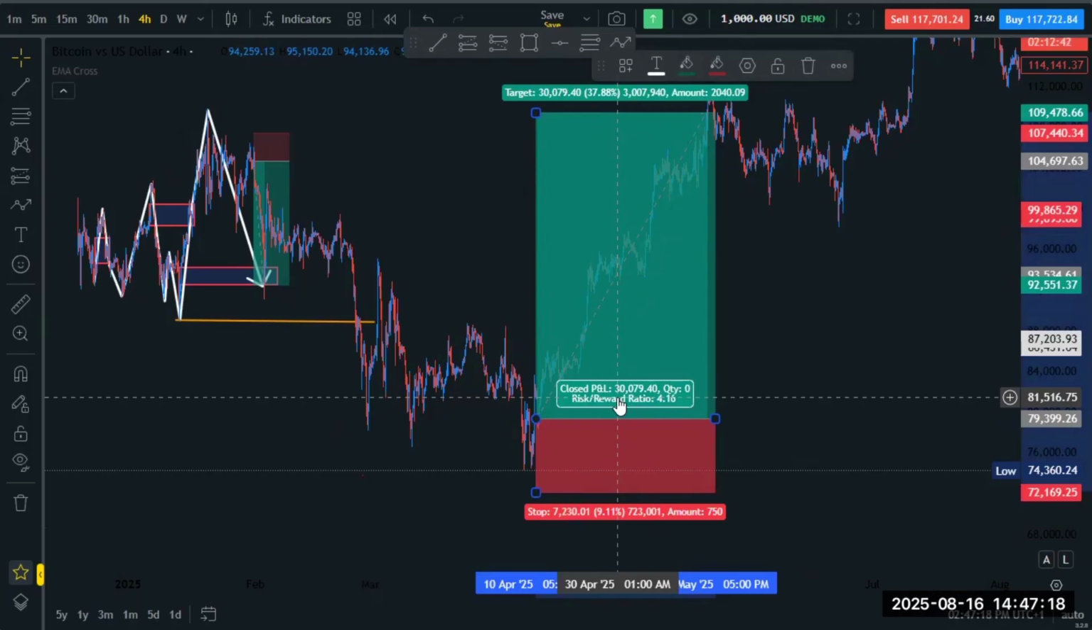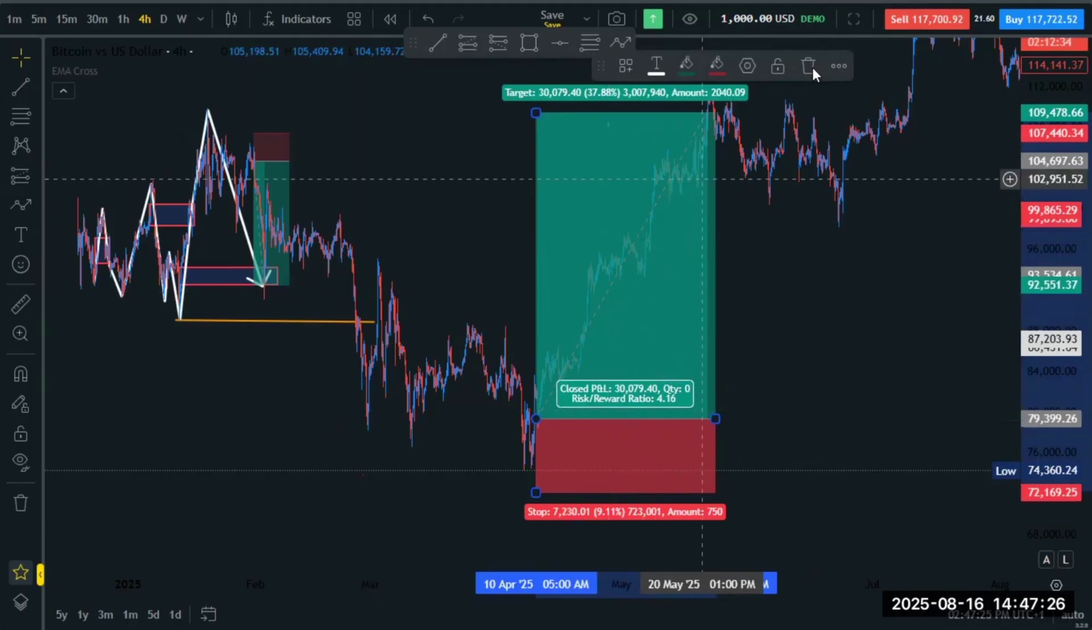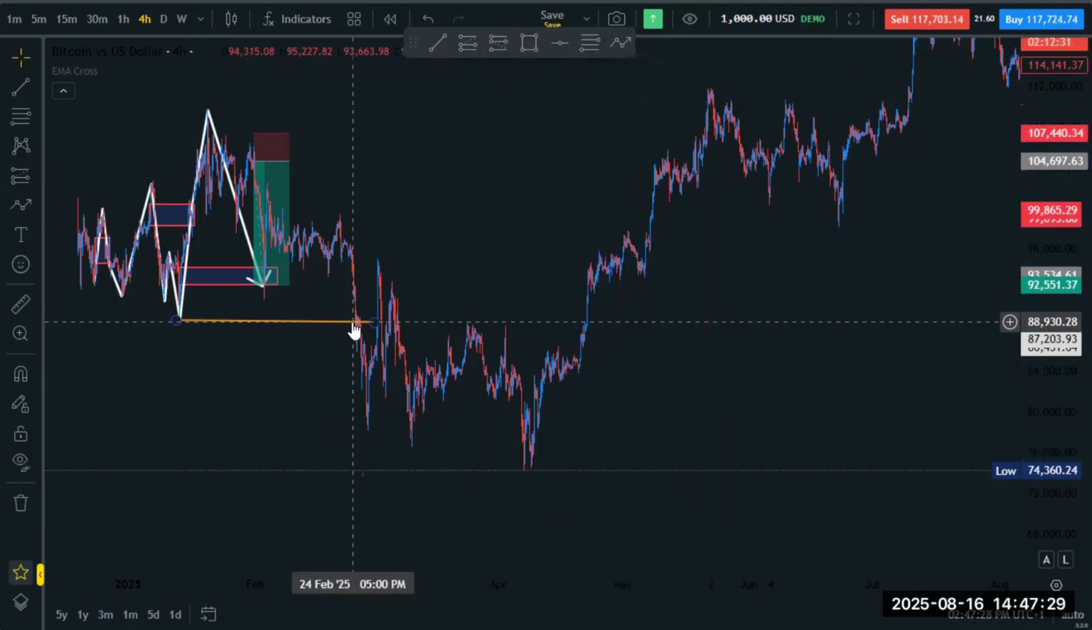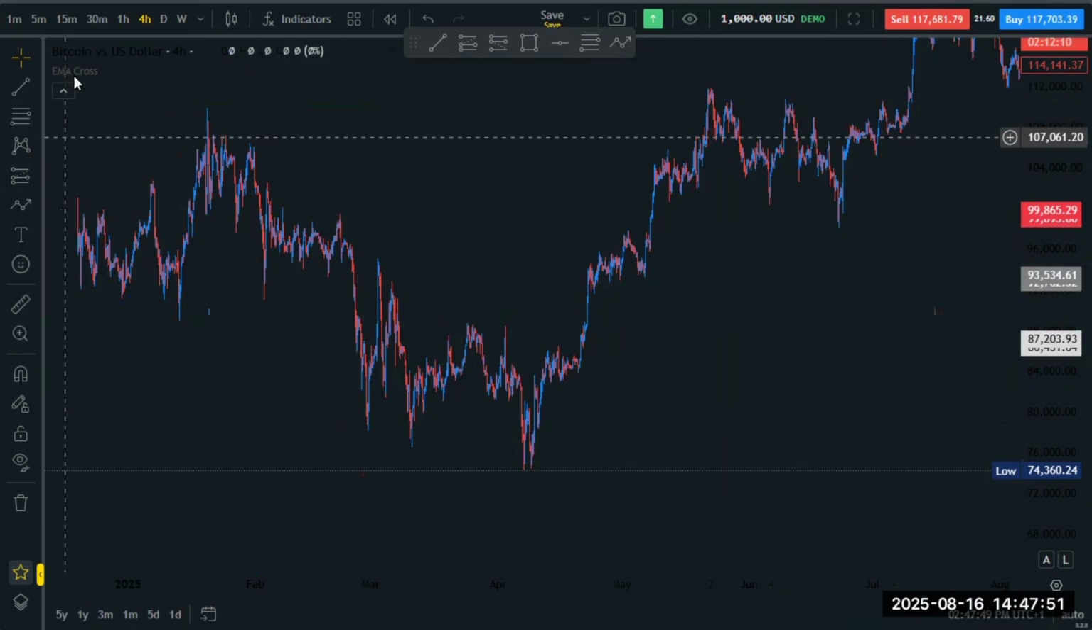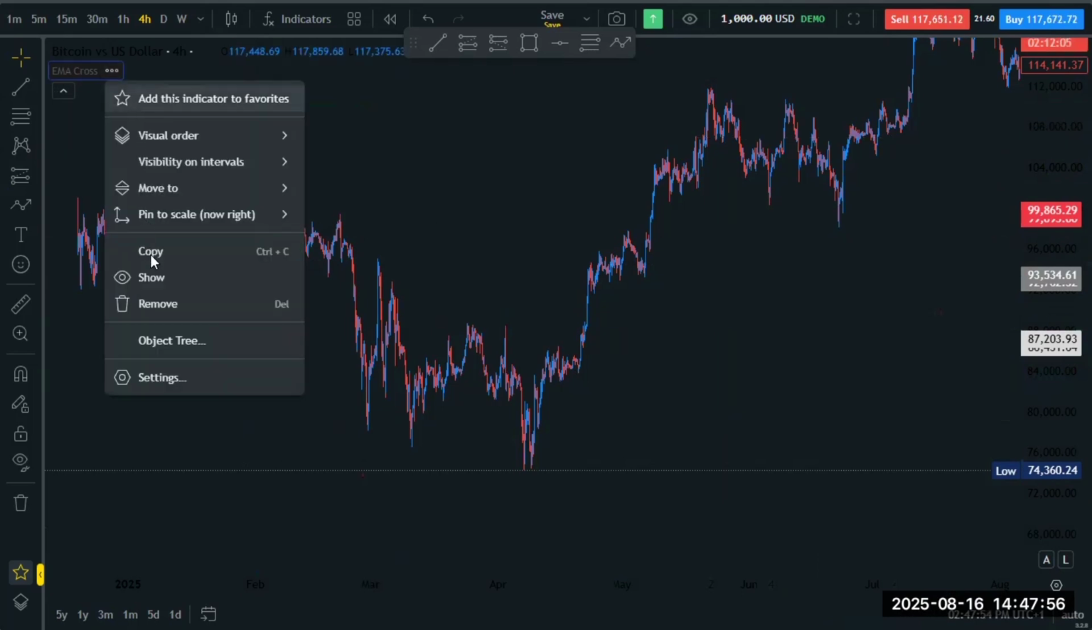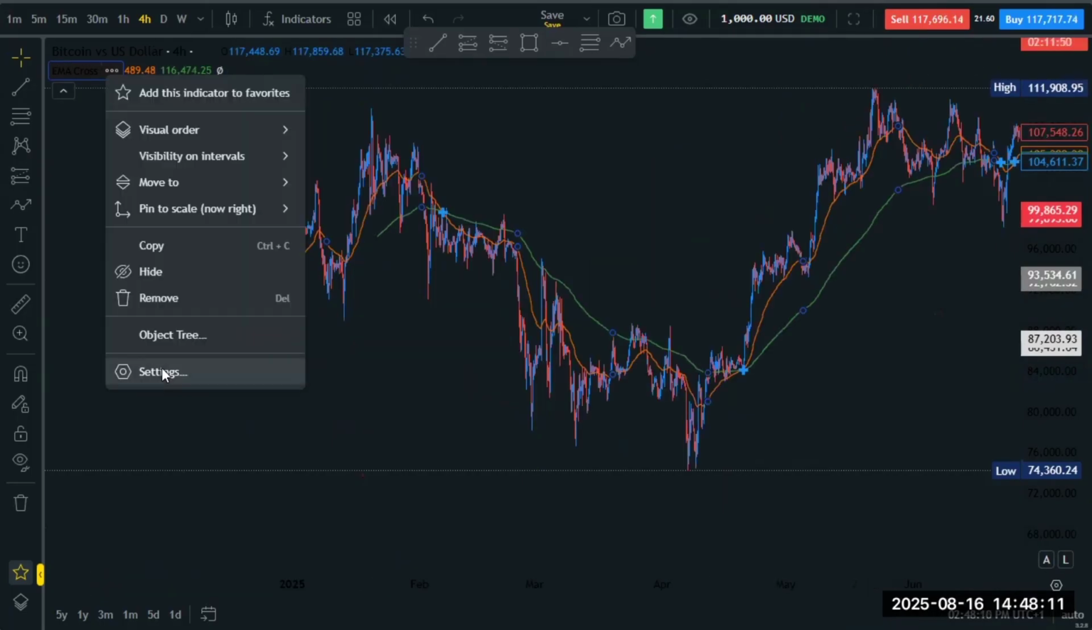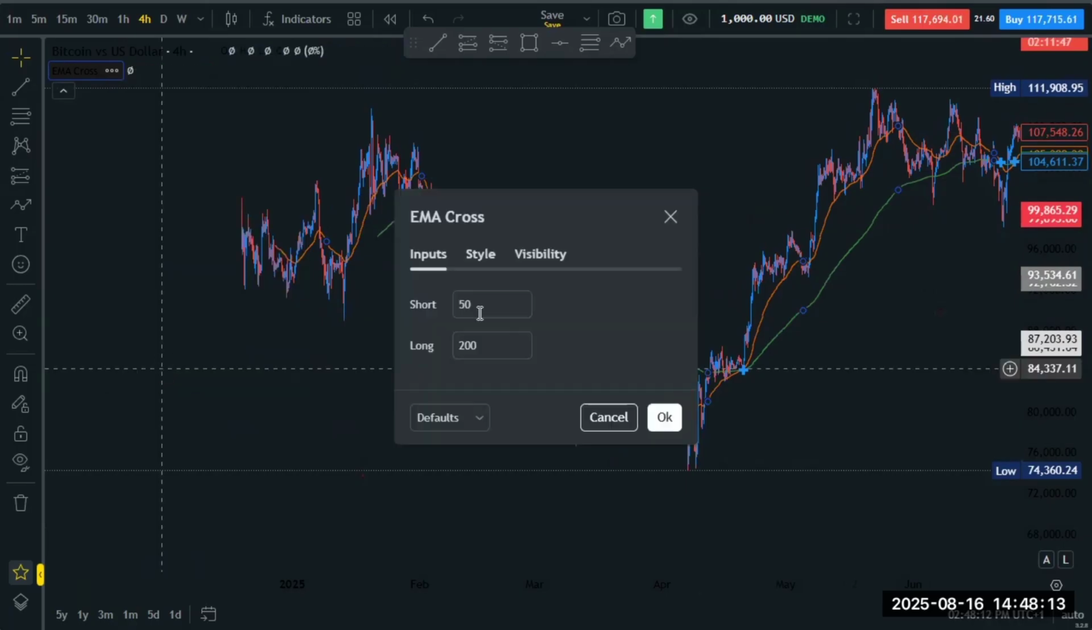So let me use the concept of EMA crossover for you, the strategy of EMA crossover, so that you can see how these things play out in reality. So I am going to add my EMA crossover. It has been added to my graph already. When you add it, adjust your setting so that the short one is the 50 EMA and the long one is the 200 EMA. And when you are done, you click on OK.